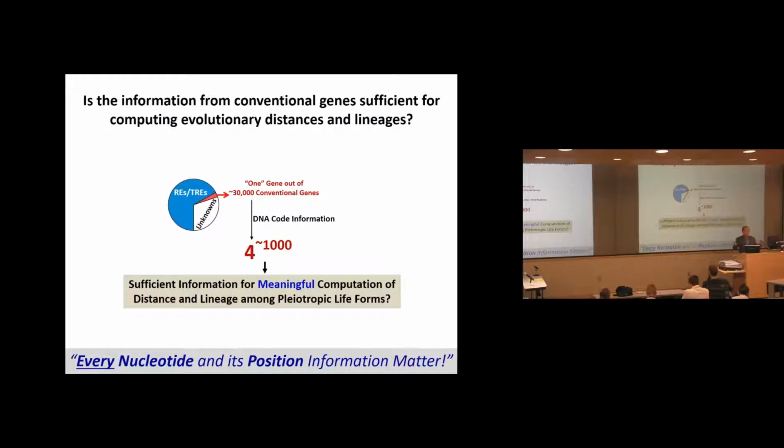But assuming that a ribosomal RNA gene is about 1,000 nucleotides, out of 3 billion nucleotides, we are only looking at the information for 4 to the 1,000th. I mean, 4 to the 1,000th is a big number, but obviously there are bigger numbers. So now we can ask whether this 4 to the 1,000th, or the conventional gene information, is sufficient to compute meaningful distance and lineage among many, many different species. But I'd like to remind you that every nucleotide and its position information matter.